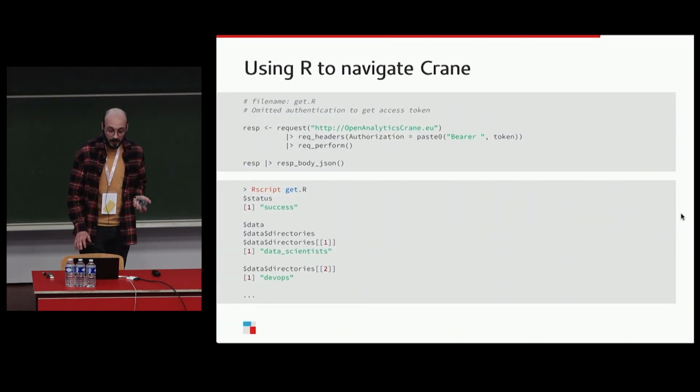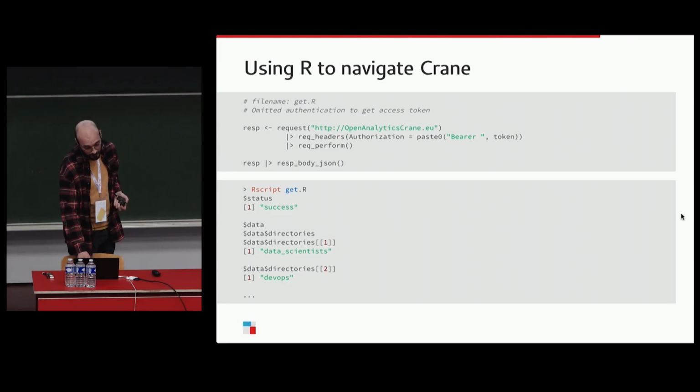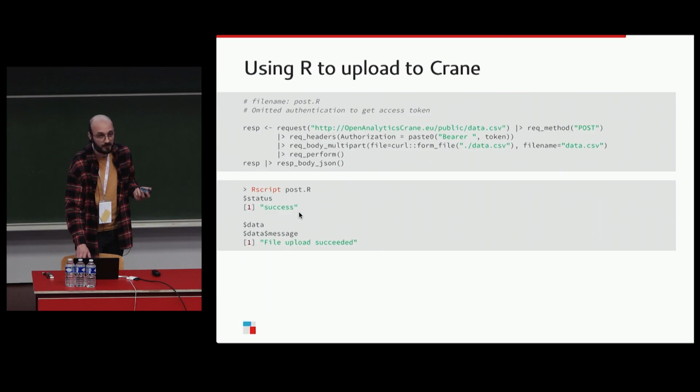Not only do we have a UI, but we also have an API. So if you want to use, for example, R code to navigate Crane, you could use httr2. And it will just return a JSON response. And in this case, for example, it has directories in the data and also the status of the response. You can also upload using the API. Yeah, this was all quite simple as I'm not an R user and I was able to do this in like 6 lines of code. So it was quite nice.